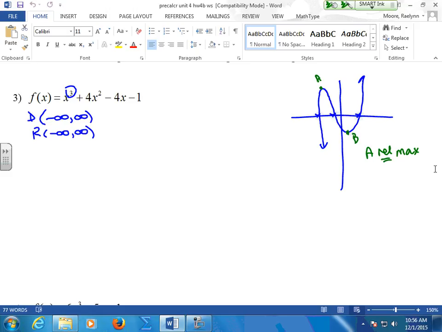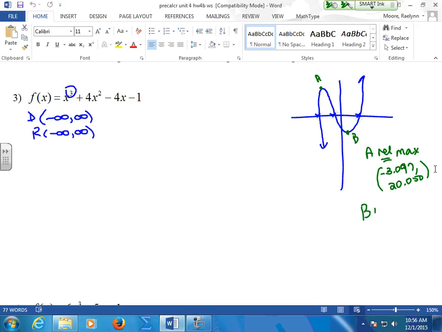So can everybody find the max in their calculator for this? Everybody can find the max? Okay, so here's your max. Remember, I want 3 decimal places. I don't want it rounded to the whole number. I want 3 decimal places. This is A over here.